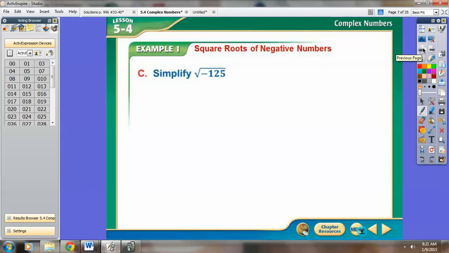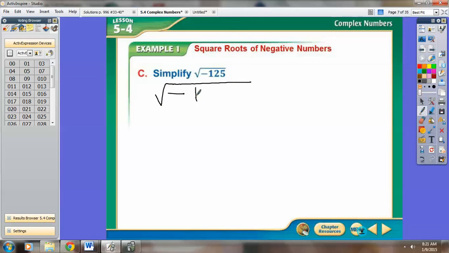How about this one, the square root of negative 125? If you were to type this into your calculator, what are you going to get? You're going to get an error, and we know that because we have a negative under the square root. So let's go ahead and break it apart and simplify this complex number.